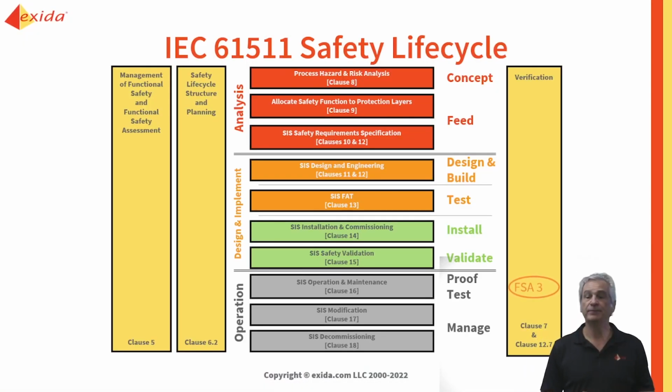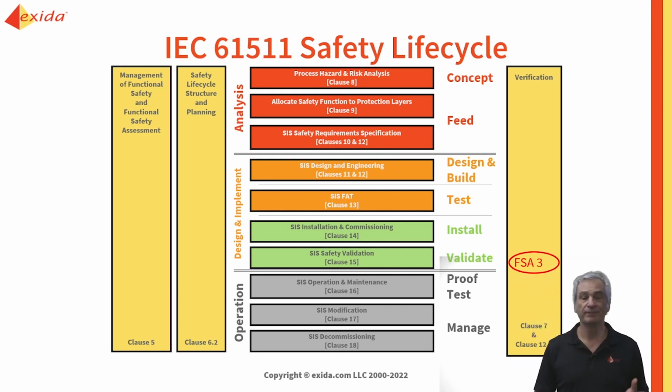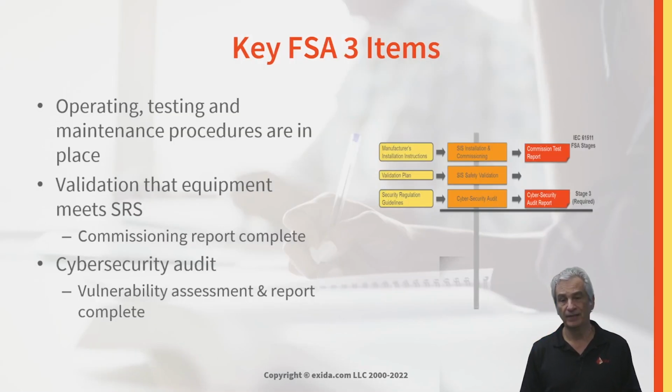And then when we get to site, after we finish doing the installation and commissioning, the final pre-startup safety review is done, and as part of that the FSA 3 is done. So here we're making sure that we do have all the O&M procedures in place before we start up. We have performed the validation properly, and we've proven that the as designed installed SIS and its SIFs meet all the requirements of the SRS. So we have documentation to prove that.